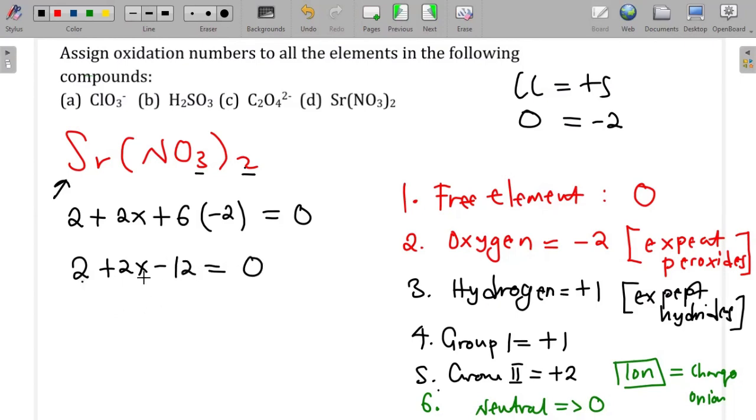And that will just be 2 plus minus 12. That will be 2x minus 10 is equals to 0. And that will just be 2x is equals to 10. Divide this by 2, divide this by 2. My x is equals to 5.